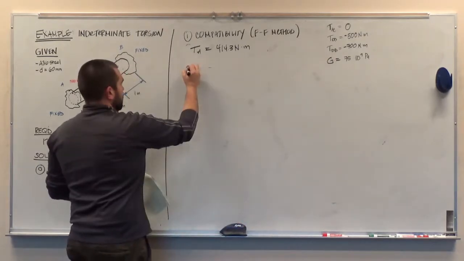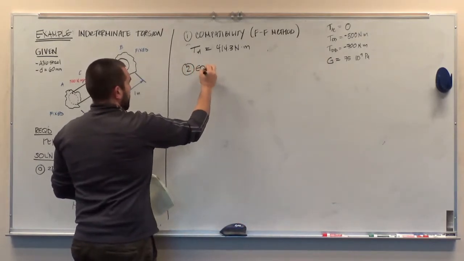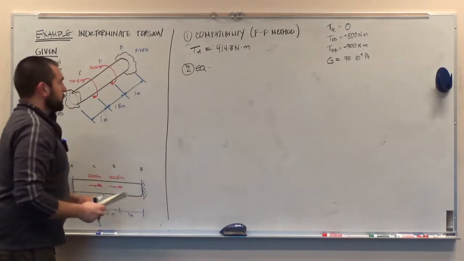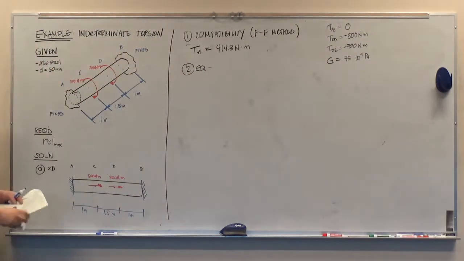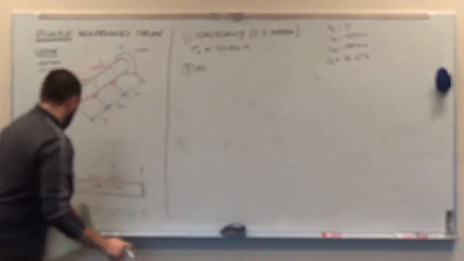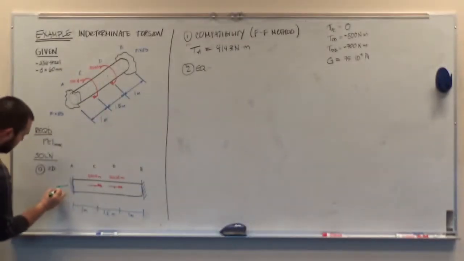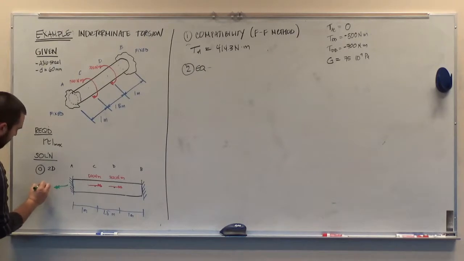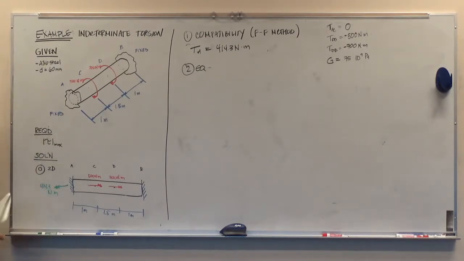Step number 2 is equilibrium. So we know that the torque at A, and I can draw that on here now, is equal to 414.3 Newton meters. So at that point, we've essentially made this a determinate shaft.